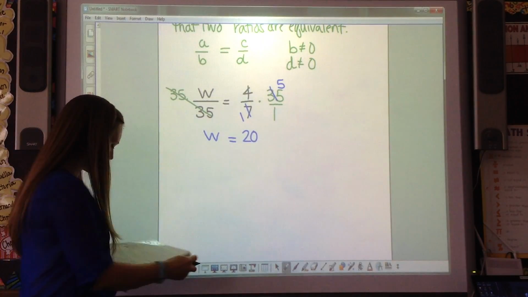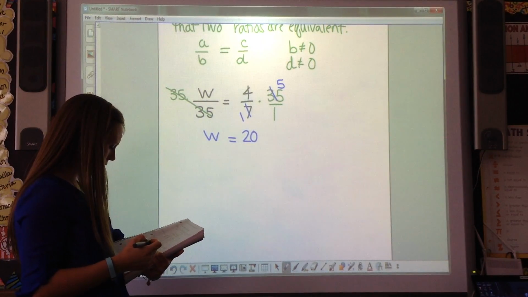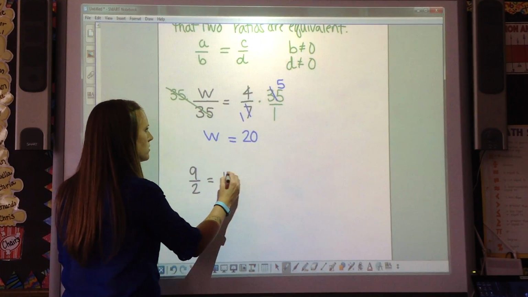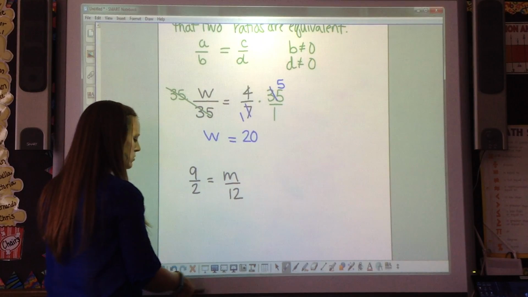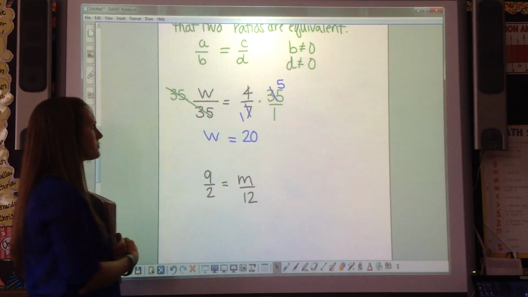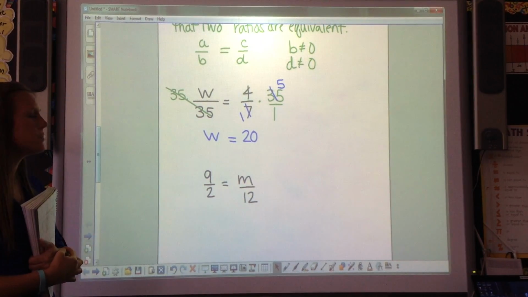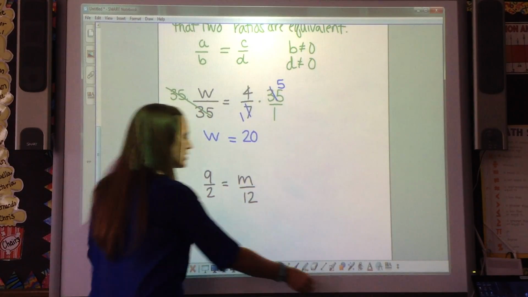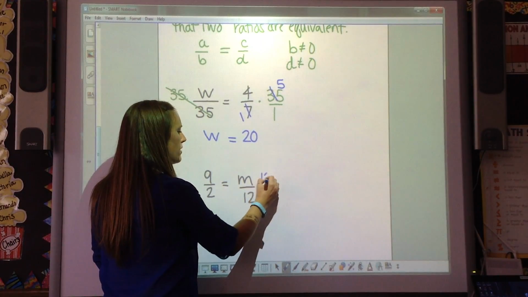Okay, you give it a try. 9 over 2 equals M over 12. Push pause and try that now. This time the variable's on the right side of the equation, so I want to get M by itself. I'm going to get rid of this 12. They're dividing, so I multiply.